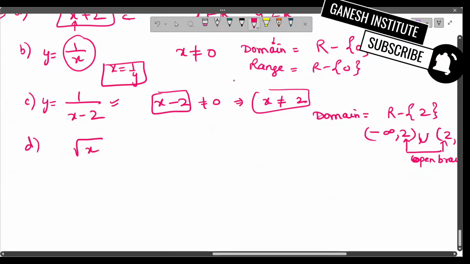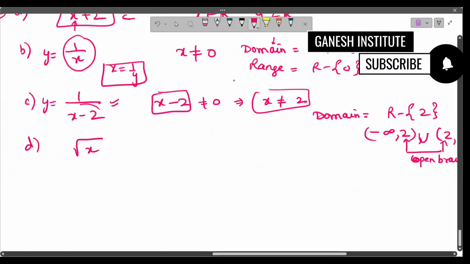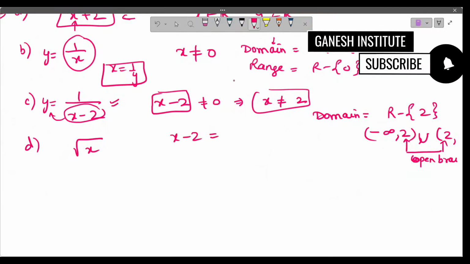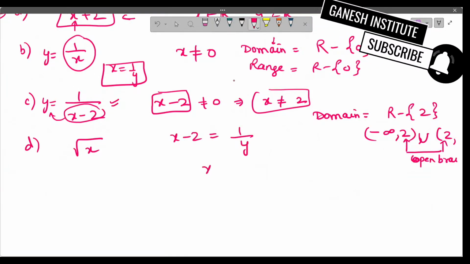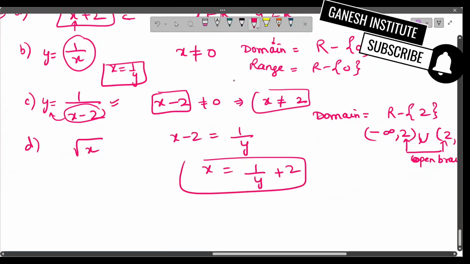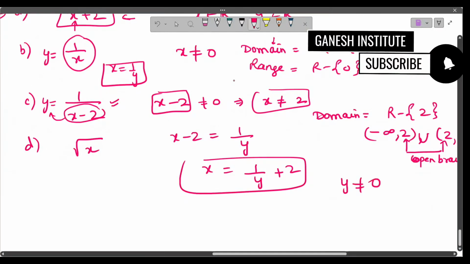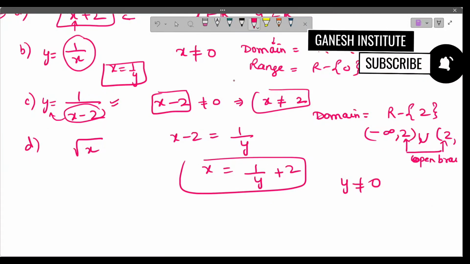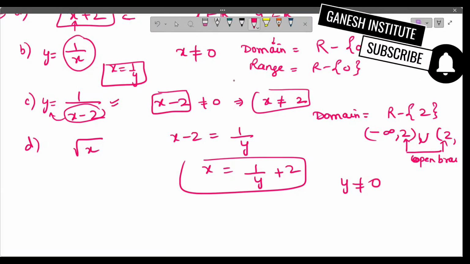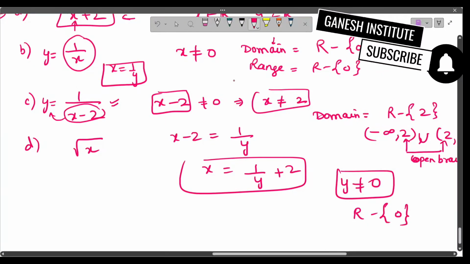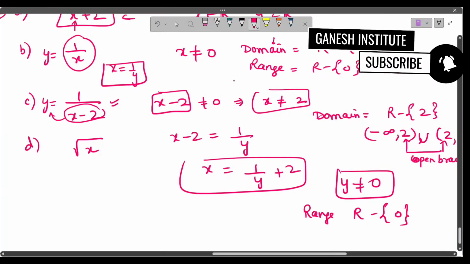And now the range. For range, I need y. So I'll simplify it to get y. I'll take this there, 1 by y, x here, 1 by y plus 2. Now tell me what is the range? y cannot be 0. Yes or no? So I'll say that all the real numbers except 0 is the range. Any doubt?